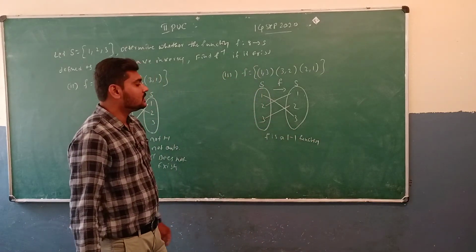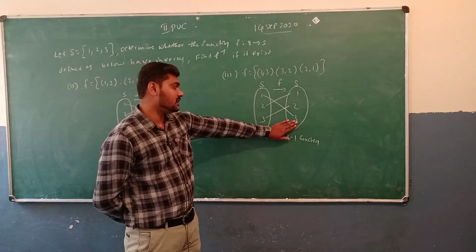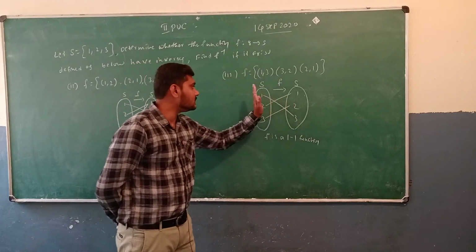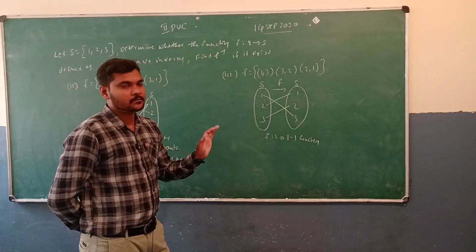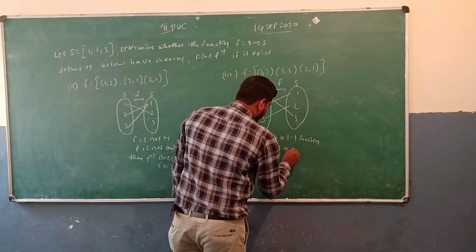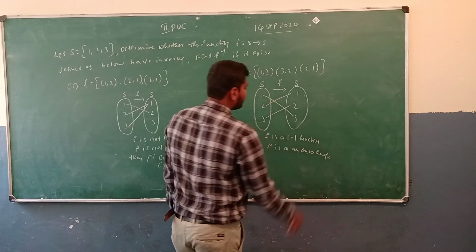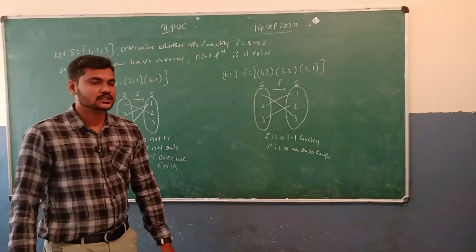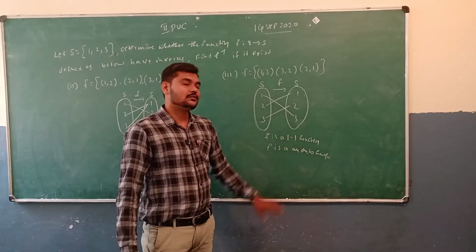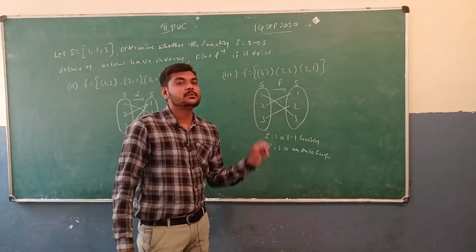Yes, because every element which is present in the codomain S contains at least one pre-image in the set S, or in the domain. So we can say that f is also an onto function. So if the function is a bijective function, it is both one-one and onto. When these two things hold, one-one as well as onto, then it is a bijective function.